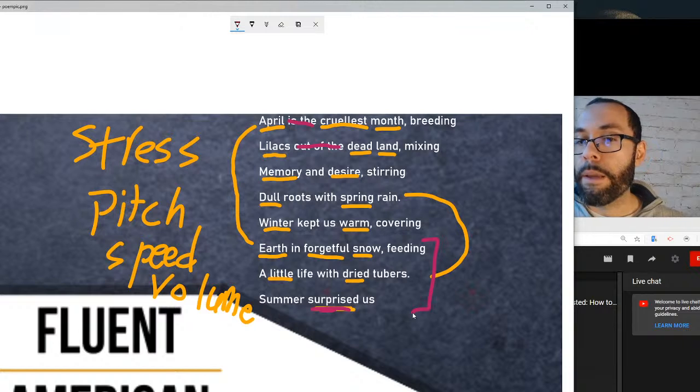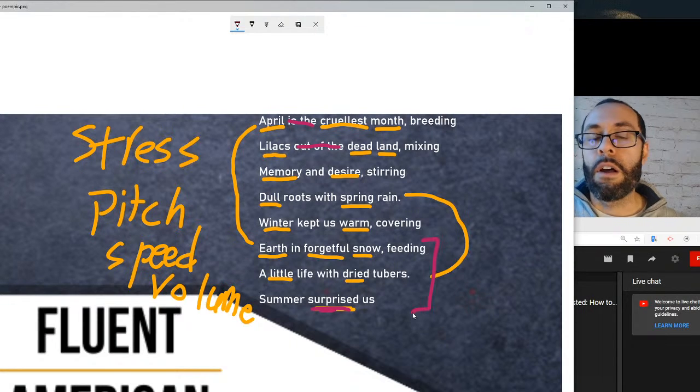You can even play more with volume. So how would this, for instance, sound if we raised the volume a little bit more on a stress word and we lowered the volume more on all the other words?